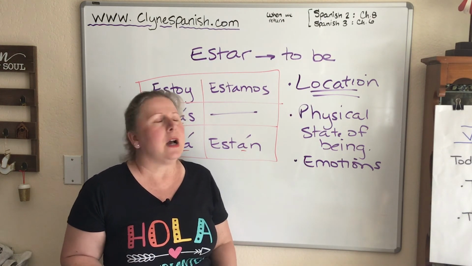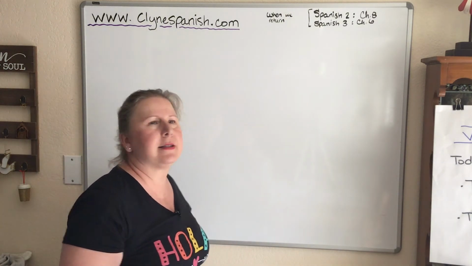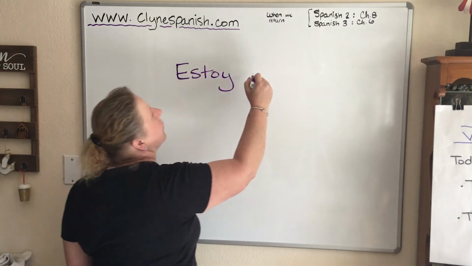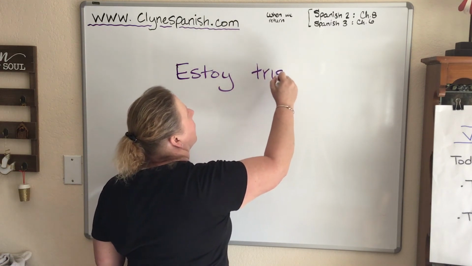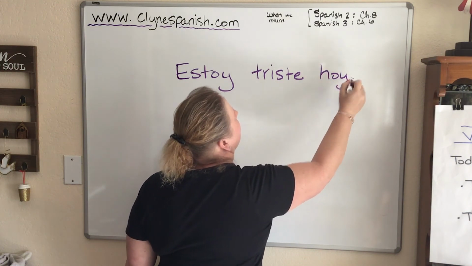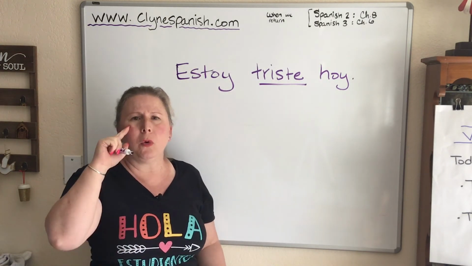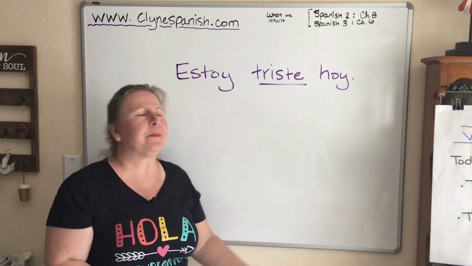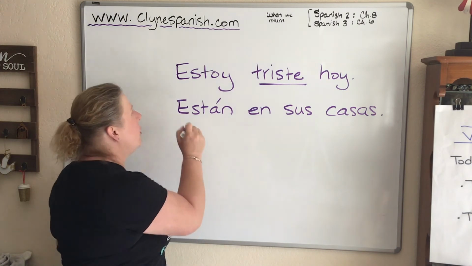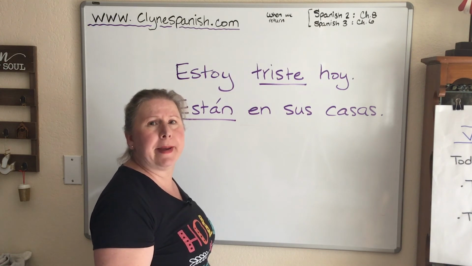All right, let's look at some examples with estar. So some examples for estar can be thus. So here I'm saying, estoy triste hoy. Oh, sad, because I don't have my students. Then I could be talking about my students. They're located in their homes. Qué triste. I wish you guys were in my classroom with me.